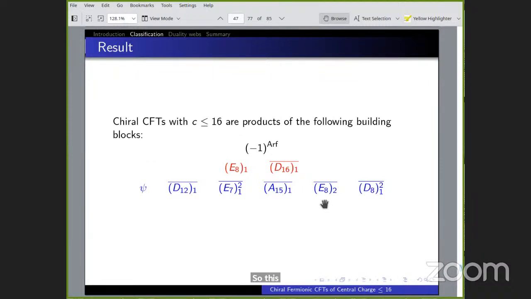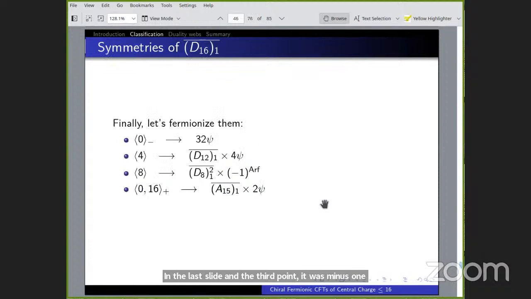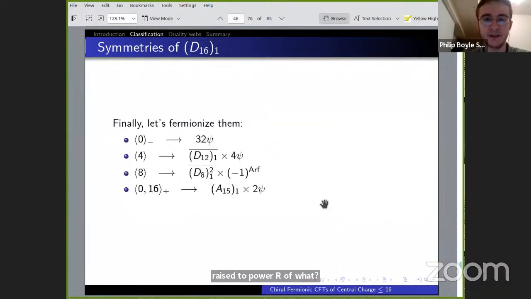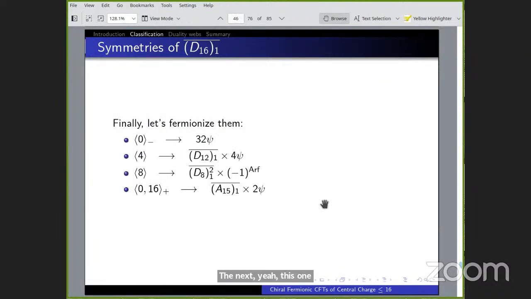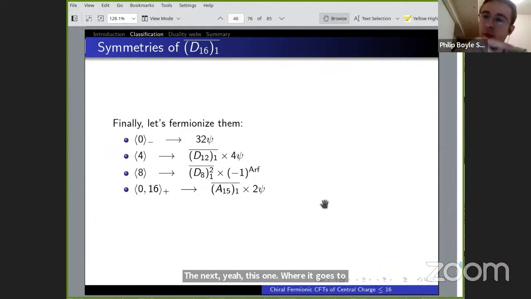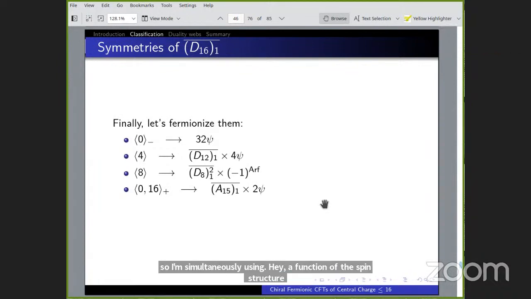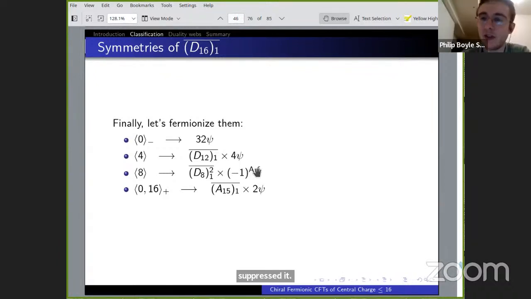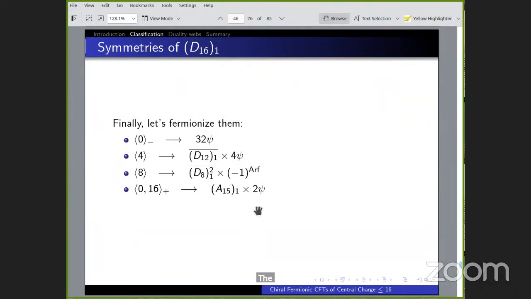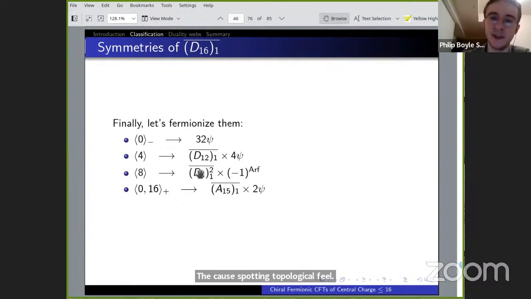I guess the question is valid over here too. In the last slide, in the third point, it was minus one raised to the power of what? Press next. Yeah, this one. Where it goes to. Yeah, so I'm simultaneously using Arf to mean a function of the spin structure, the topological field. Basically, it's a function of spin structure. I've suppressed it. But I'm using this minus one to the Arf not just to mean this function of spin structure, but to mean the corresponding topological field theory, the TFT. On the left hand side these are actually the Arf algebras, but I'm using them to mean the theory instead.